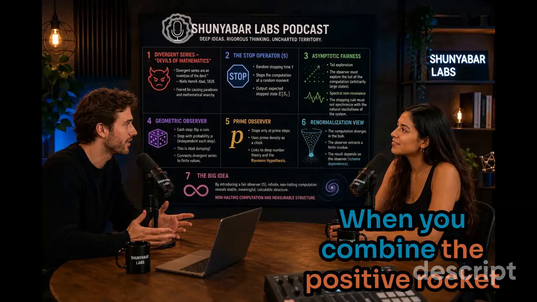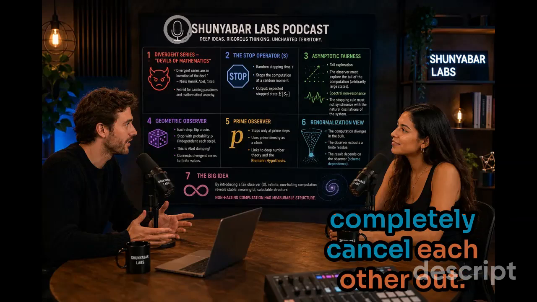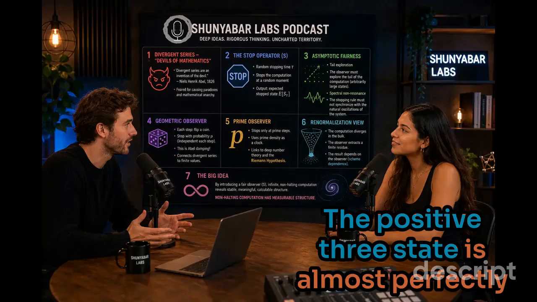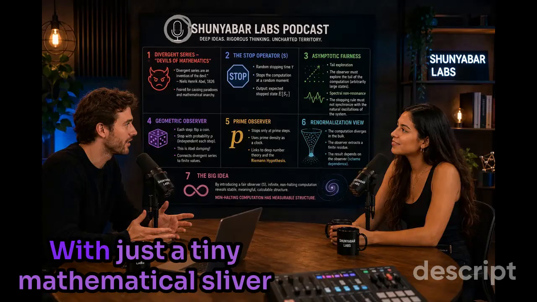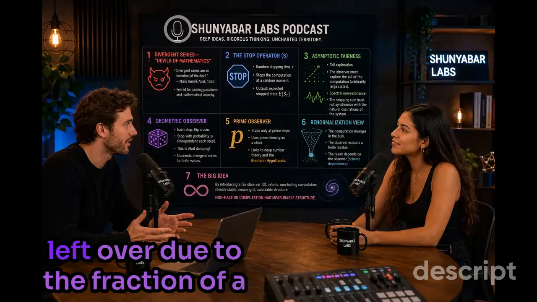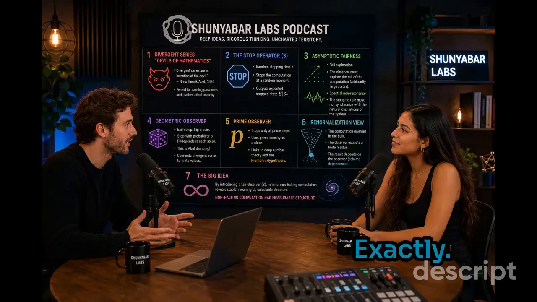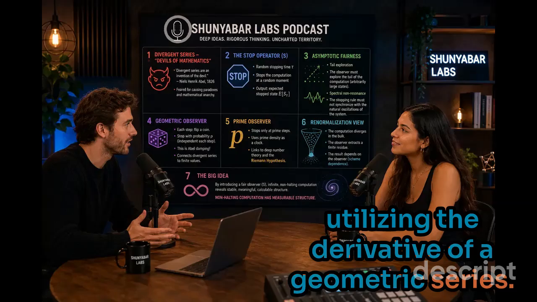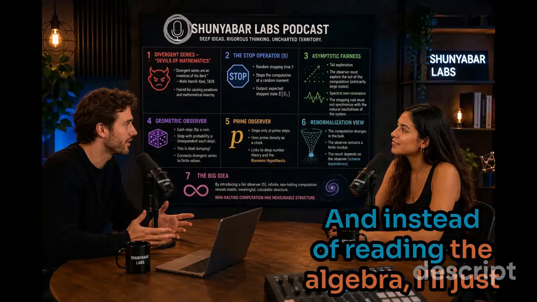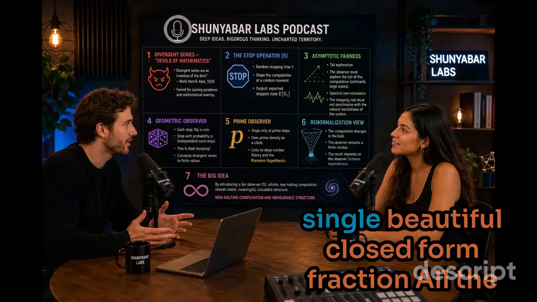When you combine the positive rocket and the negative rocket, the terms almost completely cancel each other out. The positive 3 state is almost perfectly erased by the negative 3 state that follows it, with just a tiny mathematical sliver left over, due to the fraction of a percent chance the coin landed heads in between them. Exactly. The text walks through the calculus of this, utilizing the derivative of a geometric series. And instead of reading the algebra, I'll just say this. The infinite chaos collapses into a single, beautiful, closed-form fraction.